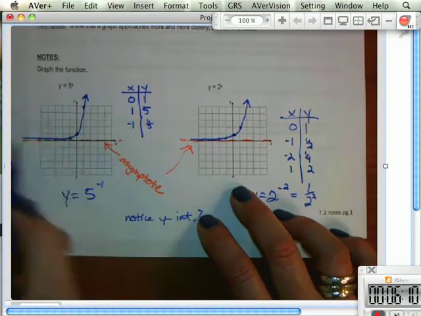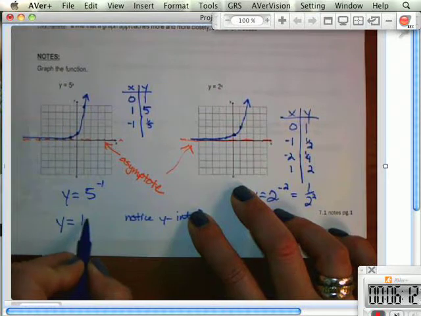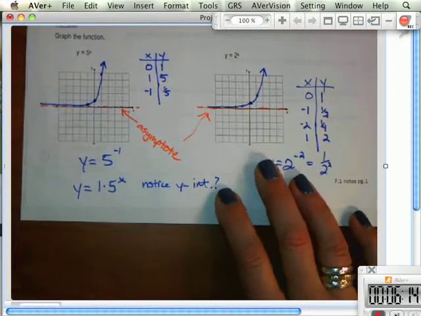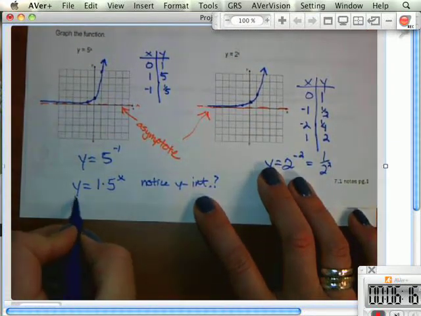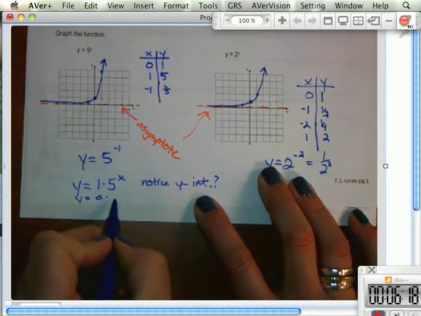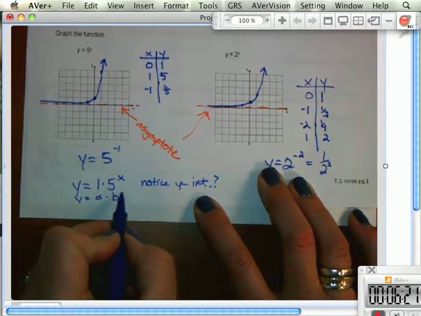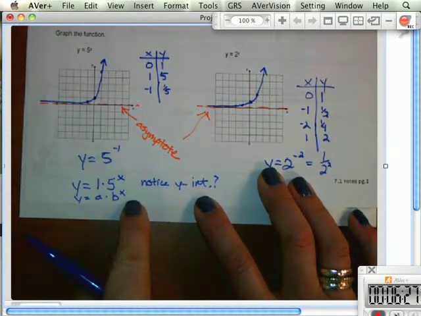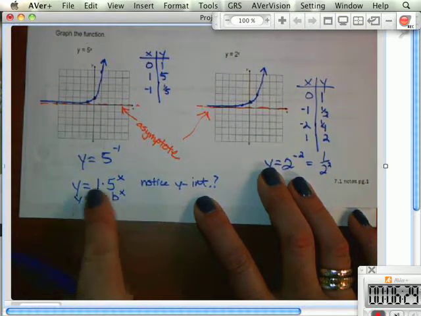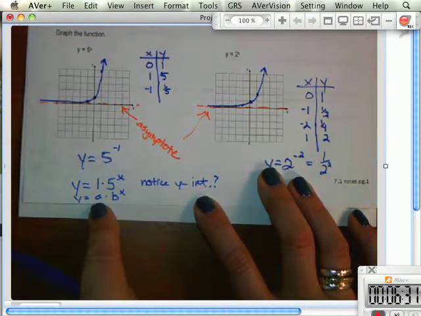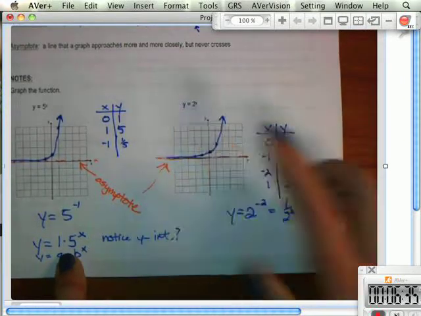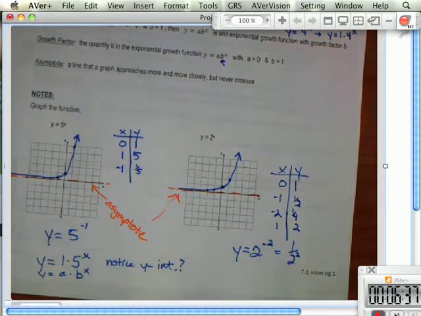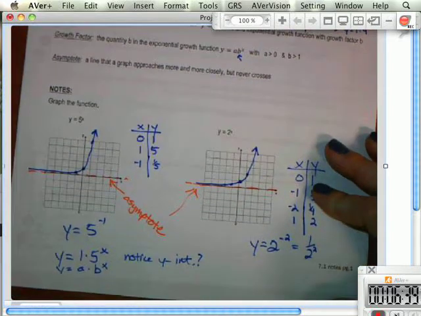Could we rewrite this as y equals 1 times 5 to the x? Yeah. And remember that a is going to be your y-intercept, and b is what it's being multiplied by. That's only if you don't add or subtract anything to it. Okay? If it's in this form, that'll tell you what your y-intercept is. Got it? Same with this one, y equals 1 times 2 to the x. Just saying. Something to think about. Okay? All right, turn it over.